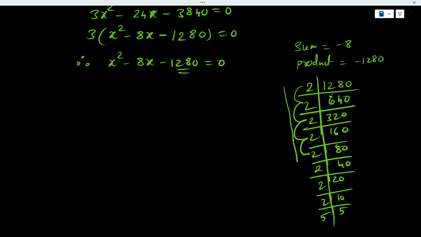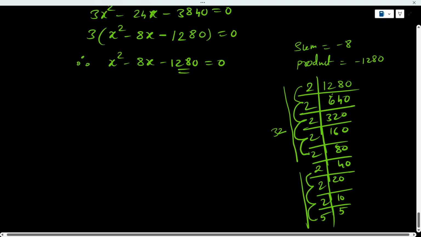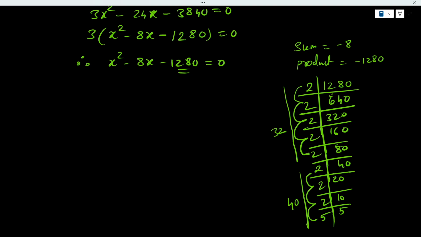Then what is the product here? 5 2s are 10, 2s are 20, 2s are 40. So here the product is 32, here it is 40. But in this case, you should know how to do it. Do a little bit of practice, then only you can use this method, okay? Take the product as minus 40 times 32, which is minus 1280, and the sum will be minus 8. So do the splitting of the middle term here.